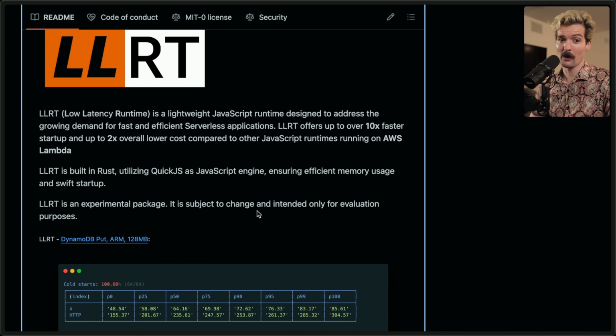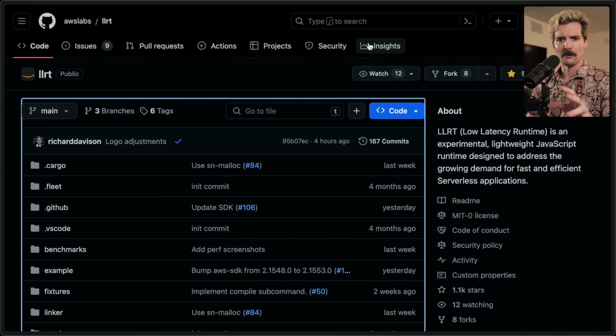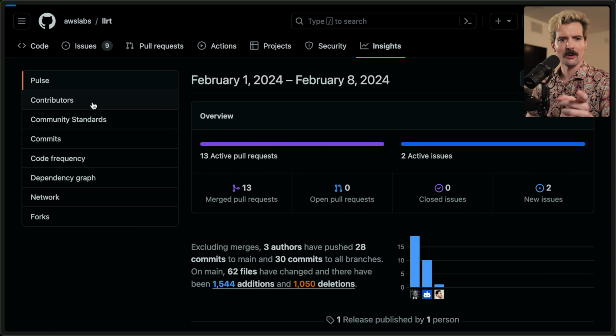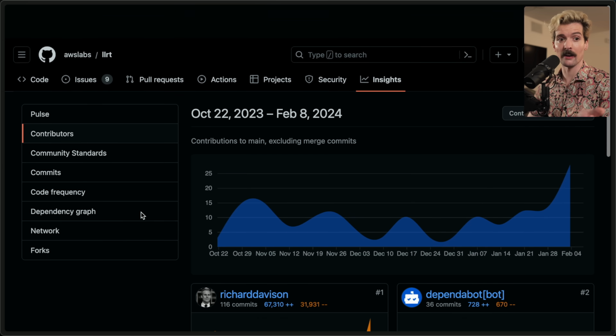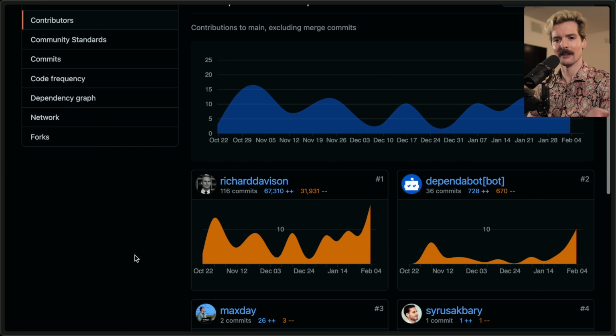That said, I really don't want to oversell it because it's an experimental package and it's very experimental. This is an early attempt at Amazon building something to make cold starts with JavaScript better on Lambda. And they're probably the best company to be doing this. It's also important to know that most of this project is one person. When I checked out the contributors, it's almost entirely Richard Davidson working on this project. He's been working on it for a few months now, but this is still an early experiment Amazon is doing on the side on their AWS Labs GitHub account to see how important and how valuable a faster runtime can be. So yeah, I'm excited.